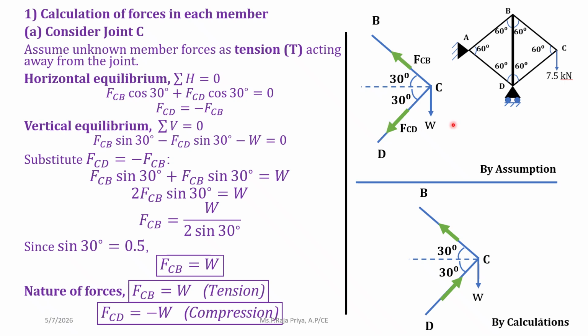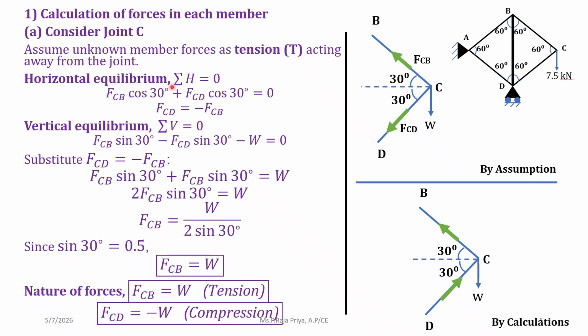This is an assumption. But after analyzing, if we find any member to be compressive, we can use the arrow like this. Okay, so first we are taking joint C. Just look into this diagram alone. Joint C has two members connected to it, as well as a load acting, which is 7.5 kilonewton. For now, we can take it as W itself.